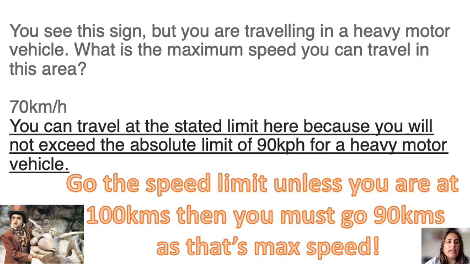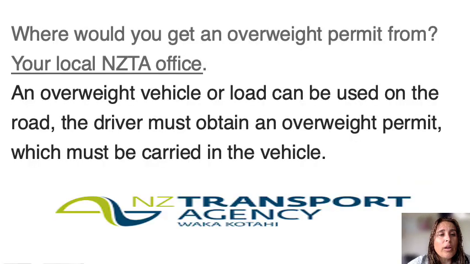You see the sign, but you are traveling in a heavy motor vehicle. What is the maximum speed you can travel in this area? So it was a 70 kilometer sign. 70 kilometers per hour. You can travel at the stated limit here because you will not exceed the absolute limit of 90 kilometers per hour for a heavy motor vehicle. Go the speed limit unless you're at 100 kilometers, and then you must go 90 kilometers because that's your max speed.